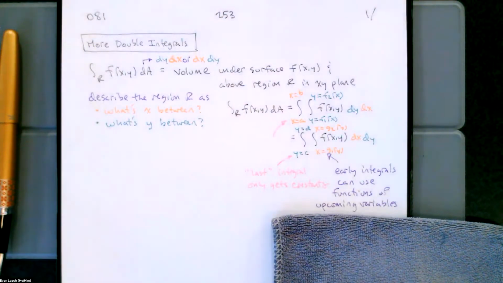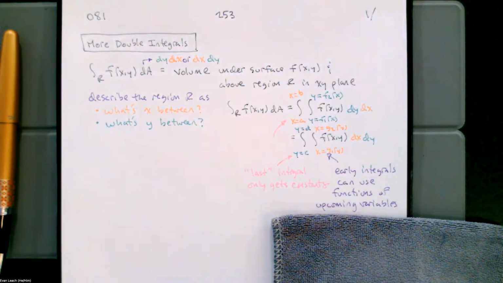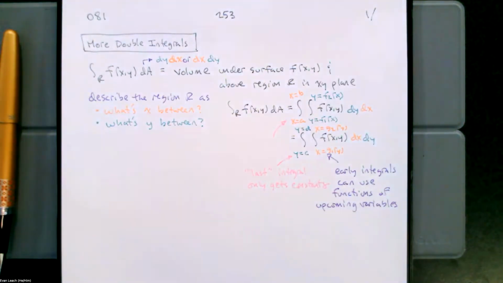So we've got a nice simple strategy of what's x between, what's y between. How's everybody okay? Let's look at an example.